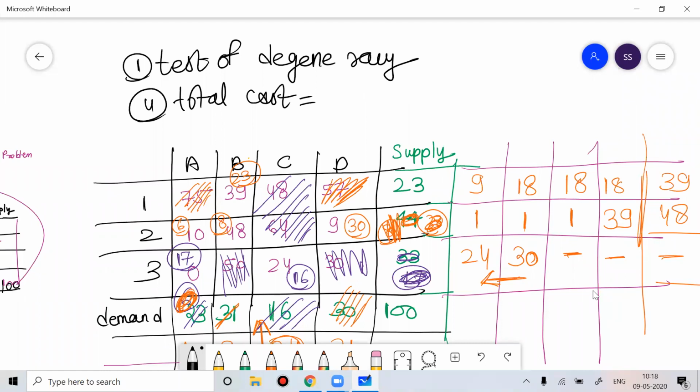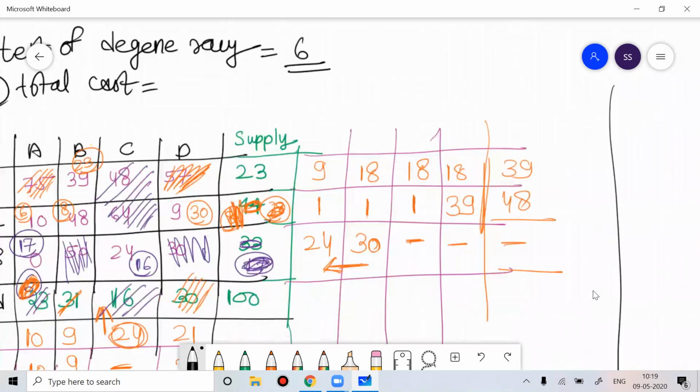So the number of occupied cells, if you see, should be 4 plus 3, 7 minus 1. The total number of occupied cells should be 6. So you can see 1, 2, 3, 4, 5, 6. And the total cost also you can find: 23 into 39 plus 6 into 10 plus 6 into 48 plus 8 into 48 plus 9 into 30 plus 17 into 0 plus 24 into 16. That part, guys, you can do by yourself. So I believe you can do this.